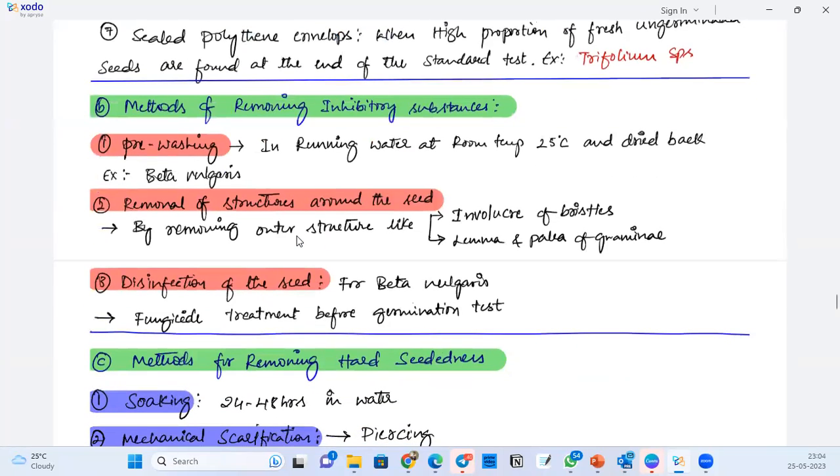Methods for removing the inhibitors. There are inhibitor substances. You can remove them by pre-washing, by removal of the structures, and also by disinfection of the seeds. This is particularly done in the case of certain crops.